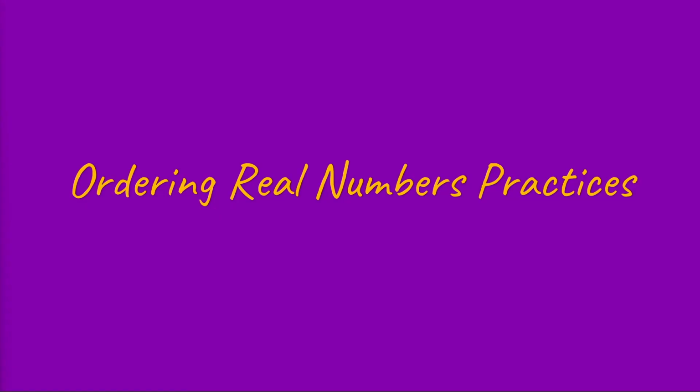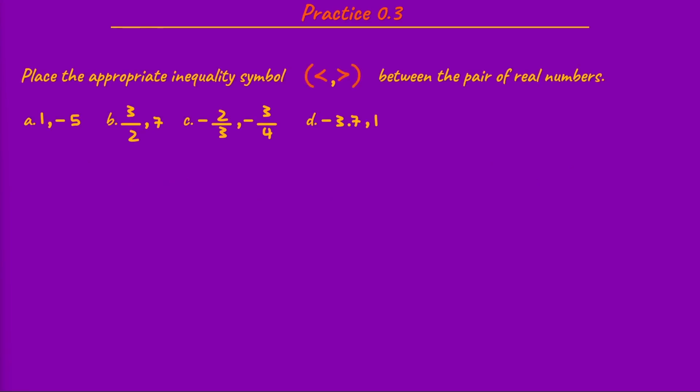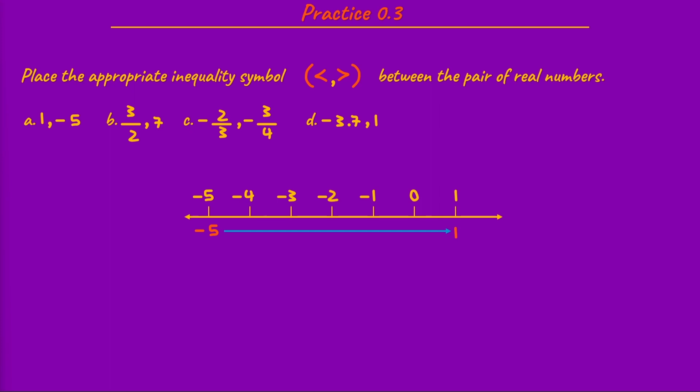Now let's move to ordering real numbers practices. Practice 0.3. Place the appropriate inequality symbol, less than or greater than, between the pair of real numbers. So let's have the real number line. We have the first pair, number 1 and -5. Number 1 is here and -5 is here. We can see that number 1 is to the right of -5. So we can say that number 1 is greater than -5.